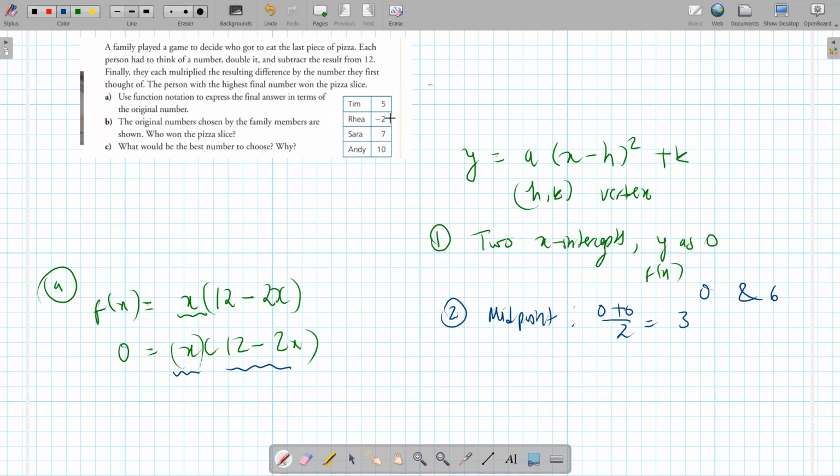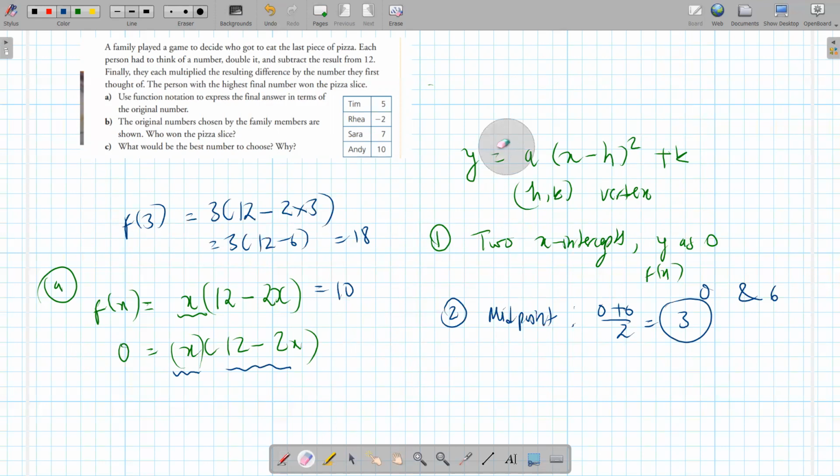We can test that. Before, when x was 5, we got a result of 10, yeah? So this is our best number to pick. Let's try f of 3. This is going to be 10. So that's 3 times 12 minus 2 times 3, yeah? So that's 3 times 12 minus 6. That's 6 times 3, that's 18. And there you go. That's the best number to pick. If you pick 3, you get the value of 18, and that's the vertex.